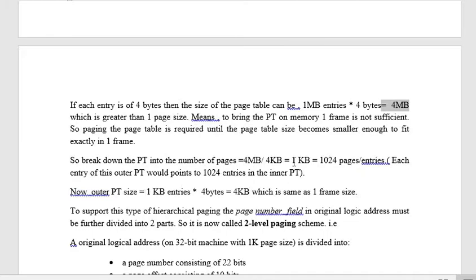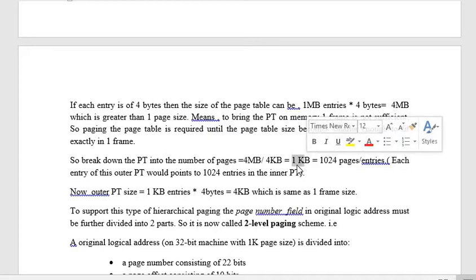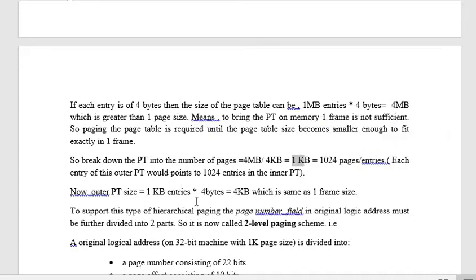It got divided into 1 kilobyte entries from the 4 MB. So for each entry, if you require the same amount of bytes to represent that number, say 4 bytes, it would require 4 kilobytes, which is the same as one frame size. So 1 KB into 4 bytes gives you 4 kilobytes, which is exactly the same as the one frame size. Now my outer page table size has reduced to one frame size.